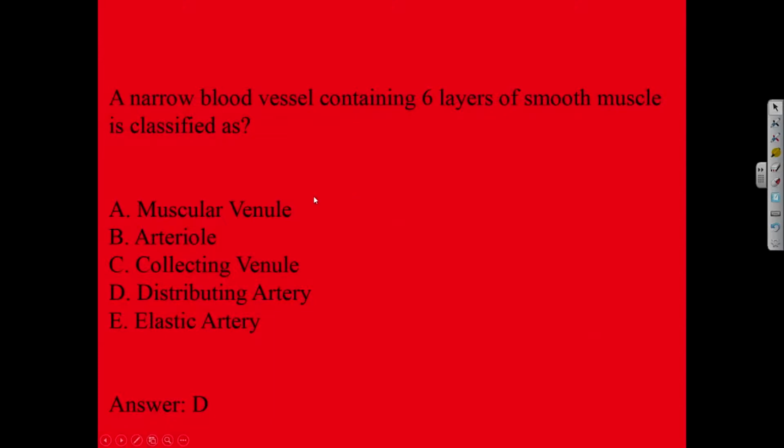There's distributing and elastic. Elastic artery is the largest of the arteries. That would be like the aorta, so it's huge. And I also said a narrow blood vessel, right? So if it was an elastic artery, it would be huge like the aorta. So it can't be an elastic artery because that would be the largest of the arteries. So narrow also comes into that. So then, what's left is the distributing, and it's not an arteriole because it's got 6 layers.